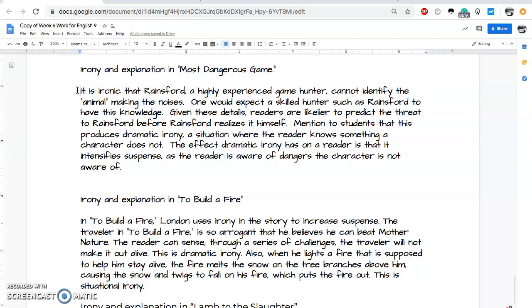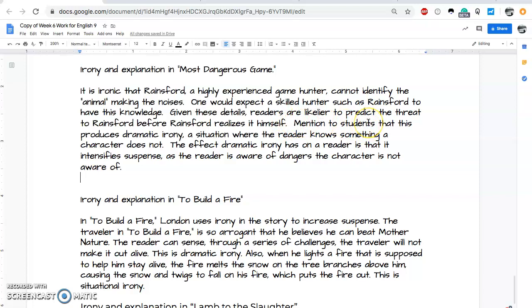So I just made a quick explanation. It is ironic that Rainsford, a highly experienced game hunter, cannot identify the animal making the noises. Yikes. One would expect a skilled hunter such as Rainsford to have this knowledge. Given these details, readers are likelier to predict the threat to Rainsford before Rainsford realizes it himself.